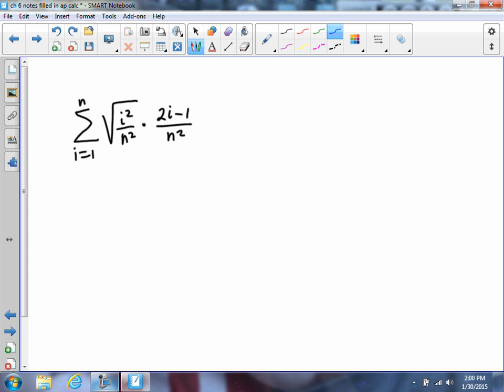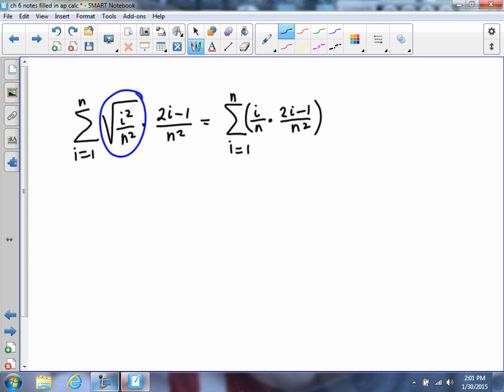All right, so what is this? The height? No, what is it? If you take the square root, it is the height, but it's i over n times 2i minus 1 over n squared. So on the bottom, I definitely have n cubed. On the top, if I take my i times 2i minus 1, what do I get? 2i squared minus i.